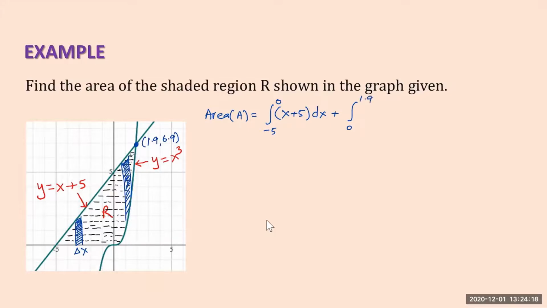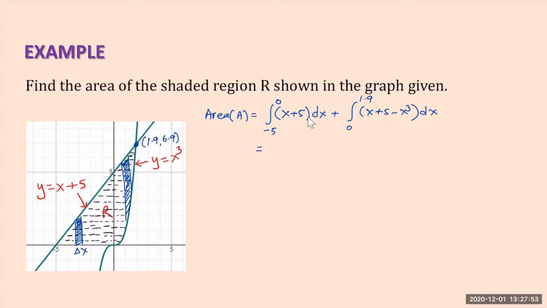Over here, the upper function is x plus 5, minus the lower function, which is x cubed, with respect to x. So we set up the integral to find the value of the area represented by the shaded region over here. Now we are going to evaluate this integral. This should be equal to the first one.